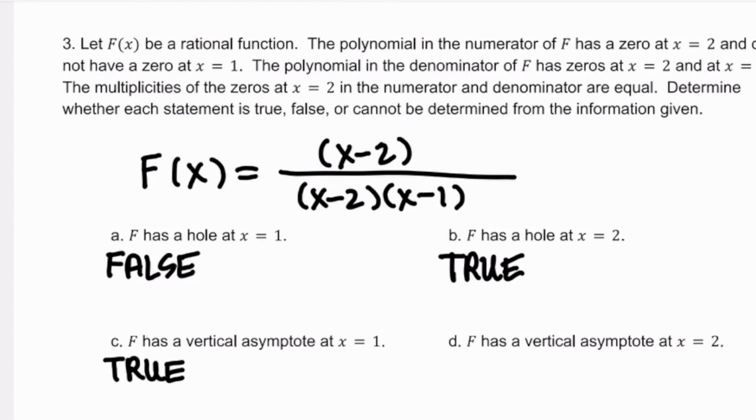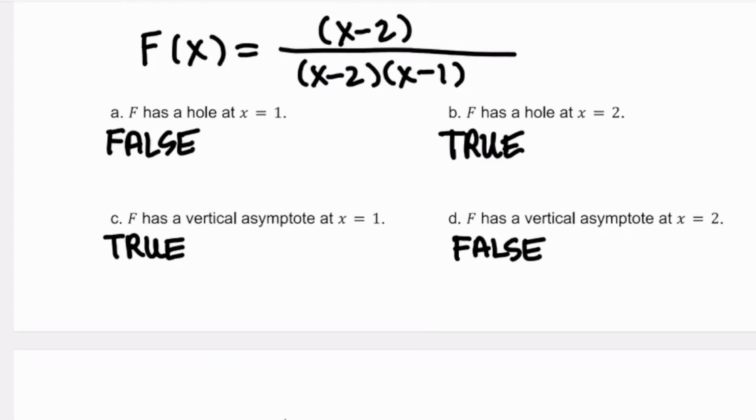And f has a vertical asymptote at x equals 2. That one must be false, because we know there's a hole there because of the statement about the multiplicities of the zeros at x equals 2 in the numerator and denominator being equal. Okay, so I think that's all for that one.